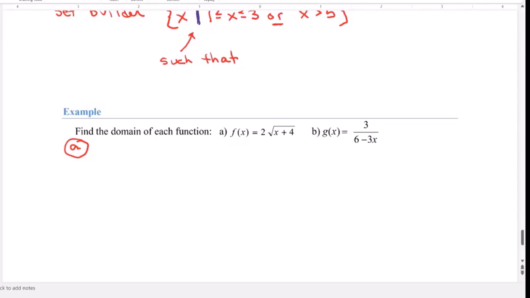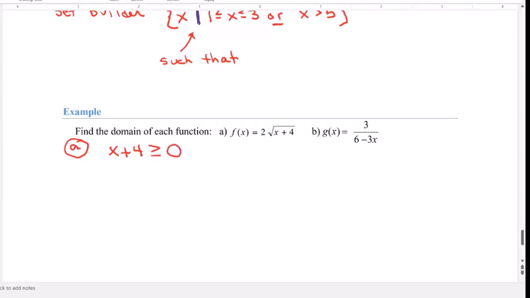So I look at this and I say, well, x can't really be anything because if x makes this number under the radical negative, I can't find the square root of a negative number. I can find the square root of 0. So that's the smallest value. Remember, we saw that on the graph as well. But this says x plus 4, not just x. So what I want to do is start with x plus 4 is greater than or equal to 0.